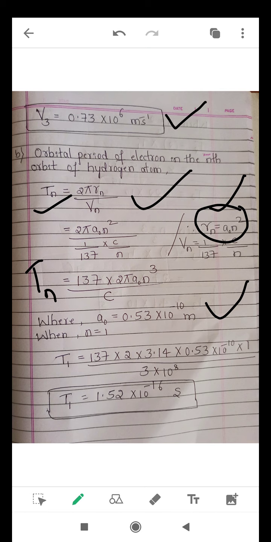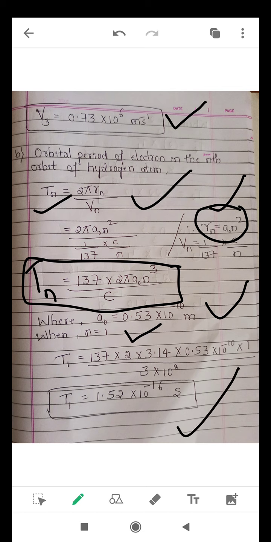Now we need to get the orbital period for hydrogen atom in n equal to first, second and third levels. So first we will calculate for n equal to 1. T1 is equal to, using this equation, substitute the value of n equal to 1, we will get the T1 orbital period. So that is 1.52 into 10 to the power minus 16 seconds.